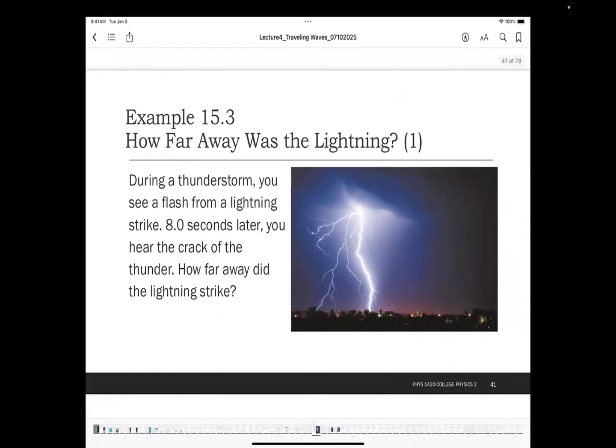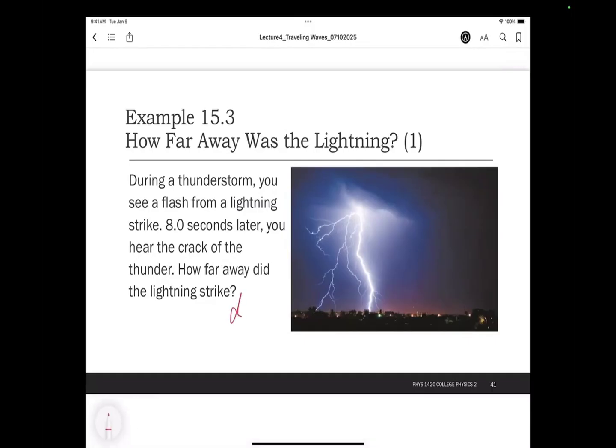How far away was the lightning? I think this is a very typical physics problem. During a thunderstorm, you see a flash from a lightning strike. Eight seconds later, you hear the crack of the thunder. How far away did the lightning strike? It just asks you to calculate the distance.